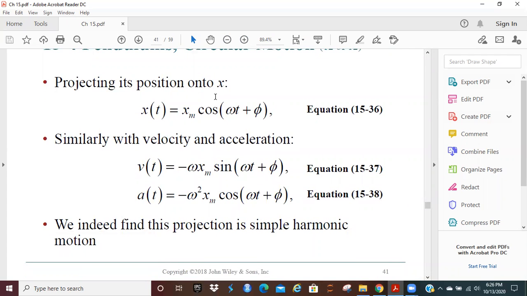So if we project its position onto X, this is the formula that we can use for it. Same thing goes for velocity, and the same thing goes for acceleration. And we find that this projection is also simple harmonic motion.